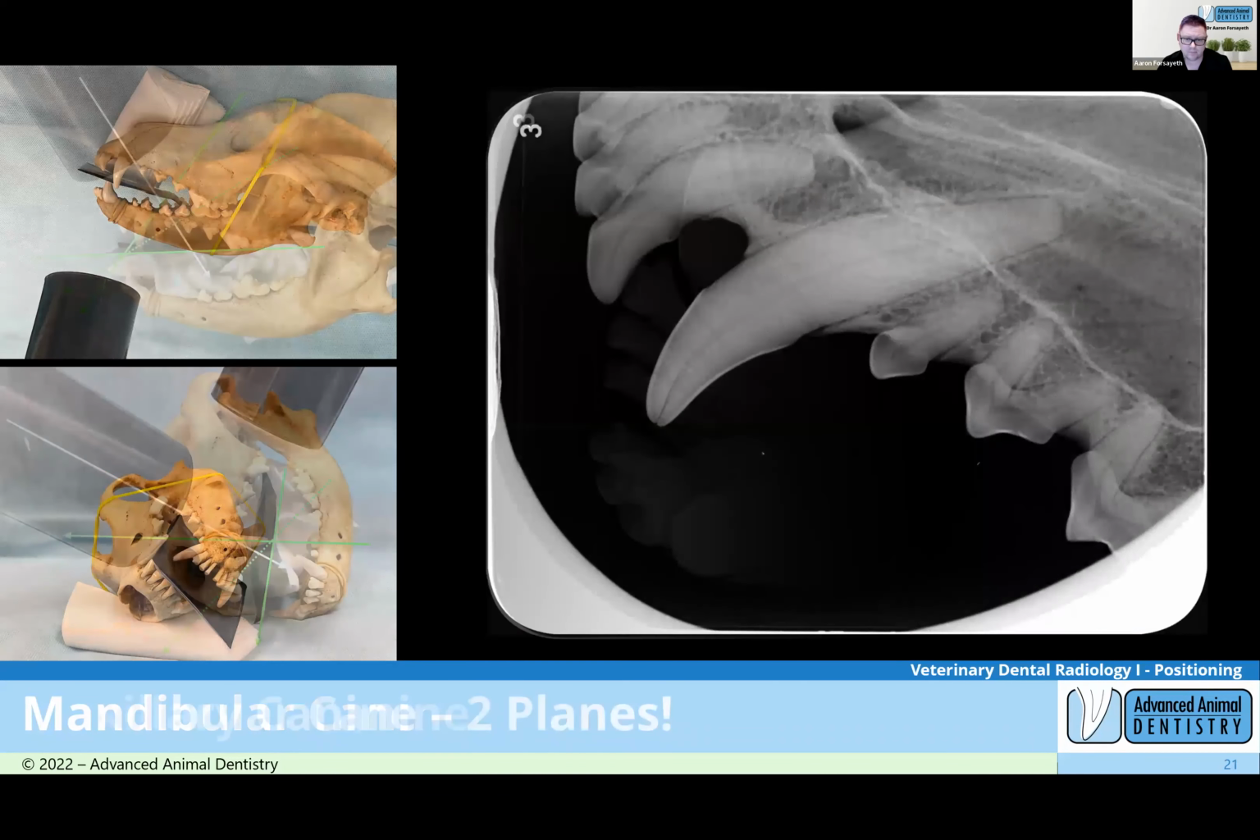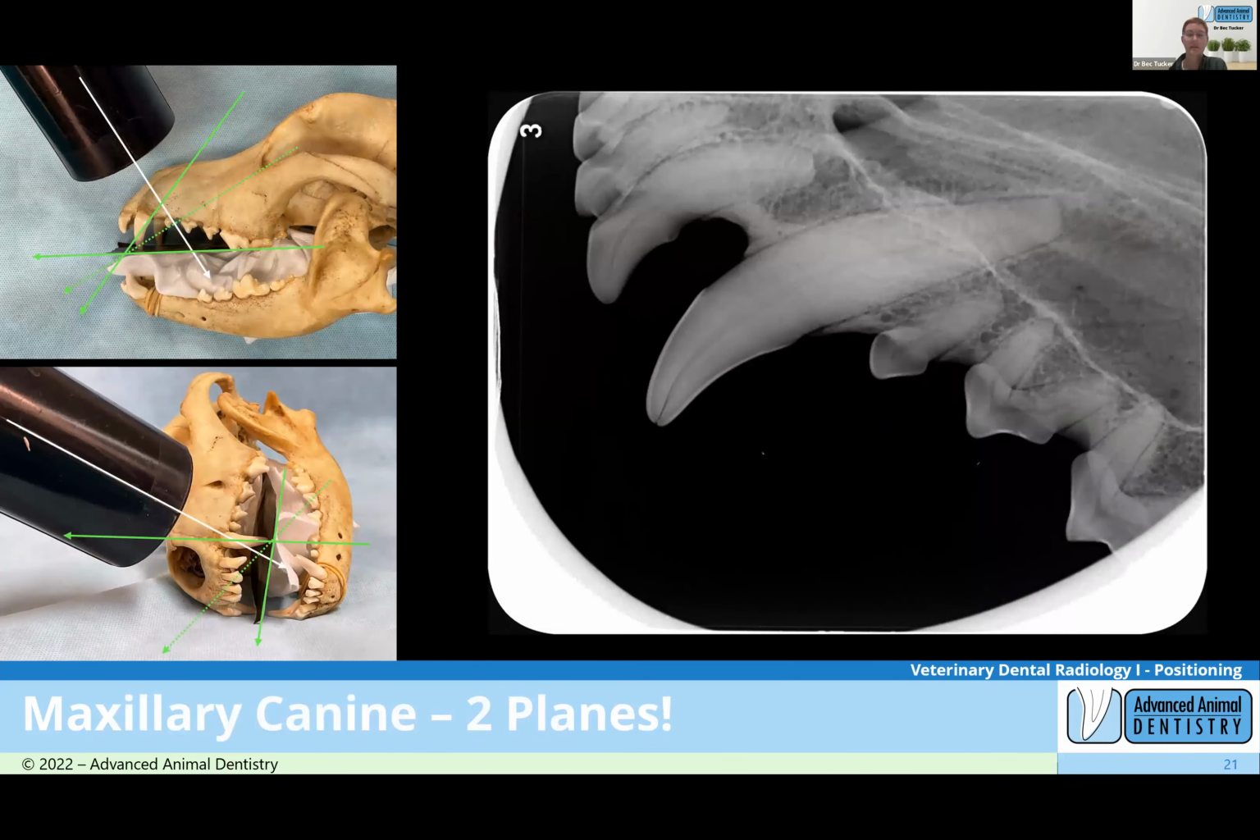Going back to positioning, what I'll try to do with the plate is keep it fairly flat along the roof of the mouth. I'll generally put the plate so it sits with the tips of both maxillary canines against it.